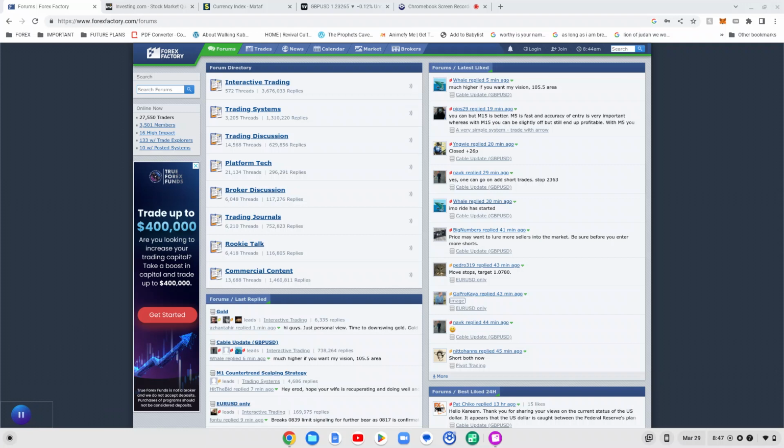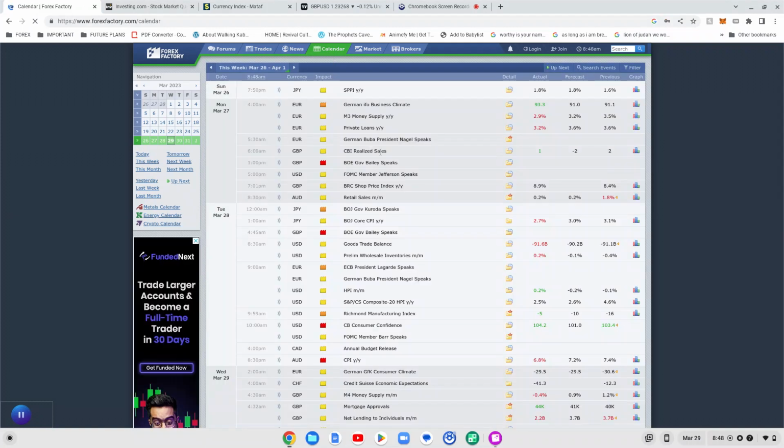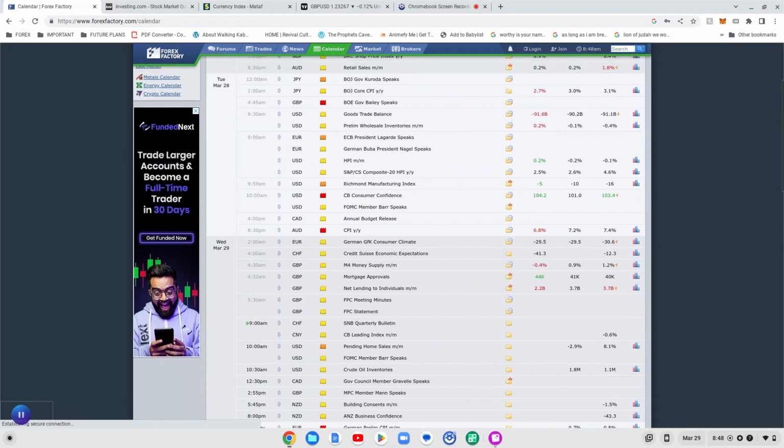So, Forex Factory is a forum of all things Forex. It shows you trades, it shows you news, it shows you calendar, the market, the brokers. That's all right here on these top tabs. And all I really use it for is the calendar. So, we're going straight to the calendar. And that is what tells us what news is going on.